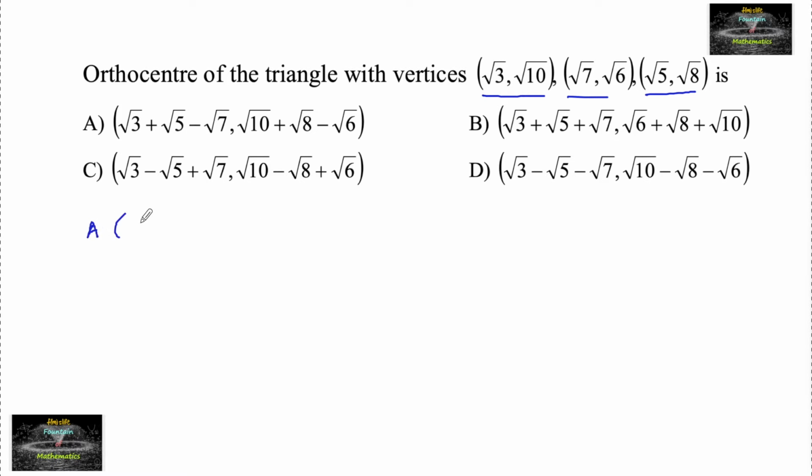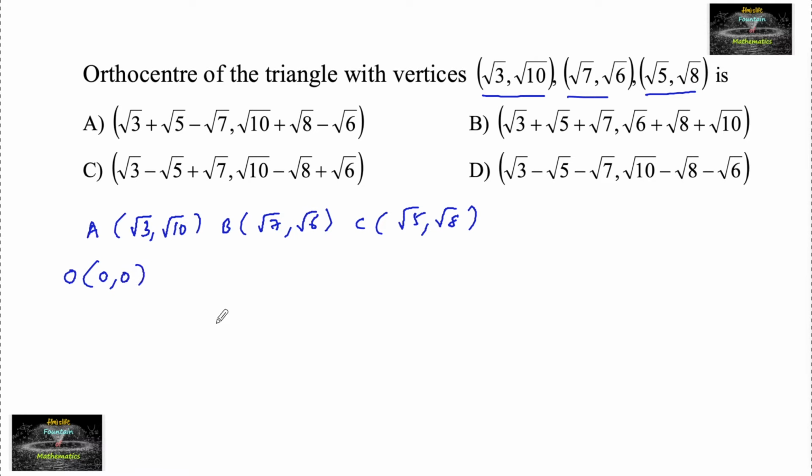Suppose I take the vertices A (√3, √10), B (√7, √6) and C (√5, √8). If O is the origin, then clearly the distance from origin O to the point A is the square root of (√3)² plus (√10)², that is 3 plus 10, which is equal to √13.